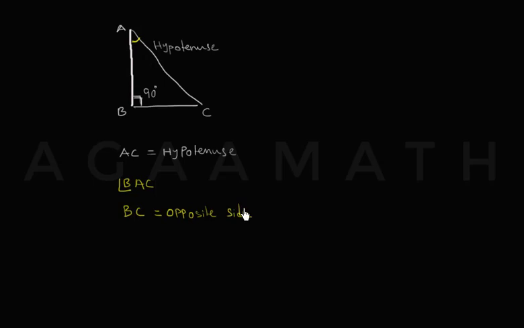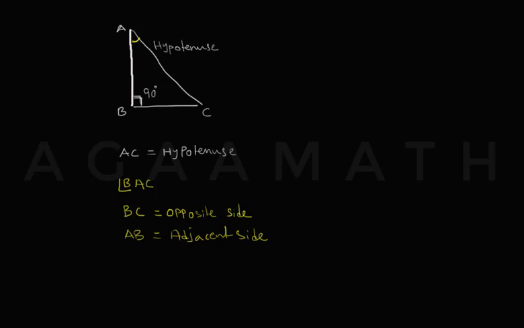And with respect to the same angle, what is AB called? AB is said to be the adjacent side with respect to the angle A.